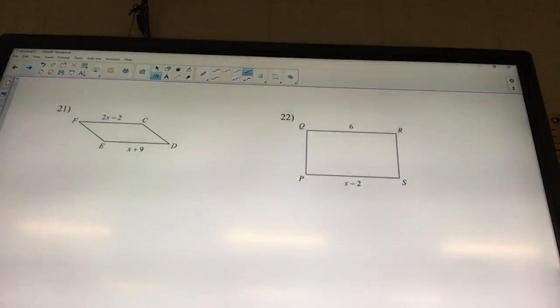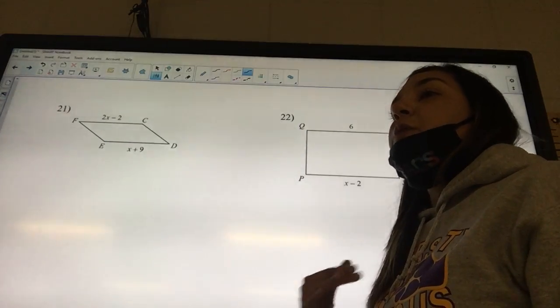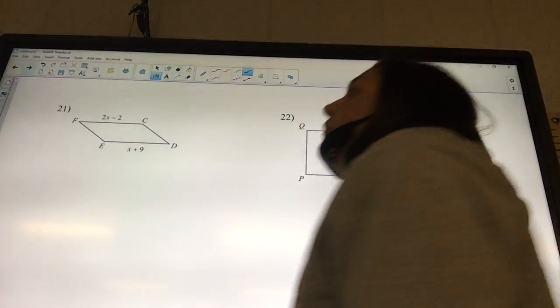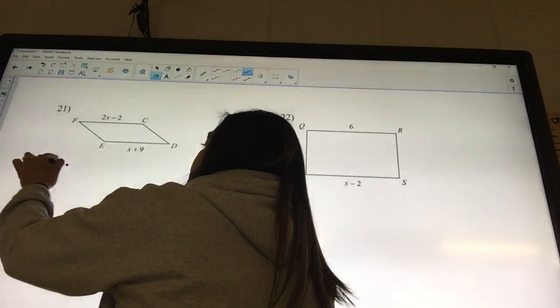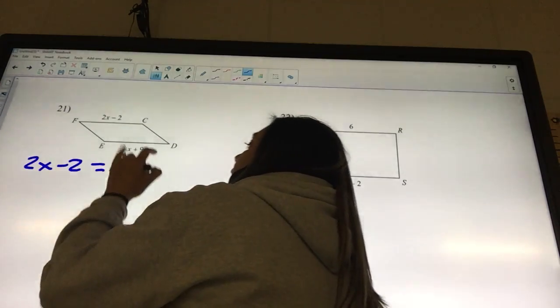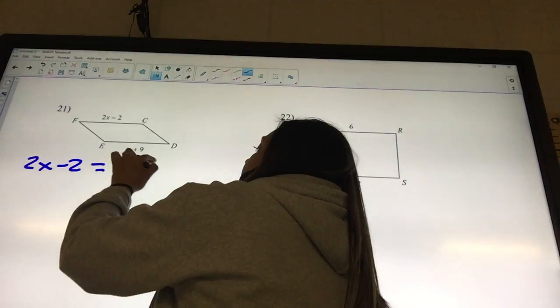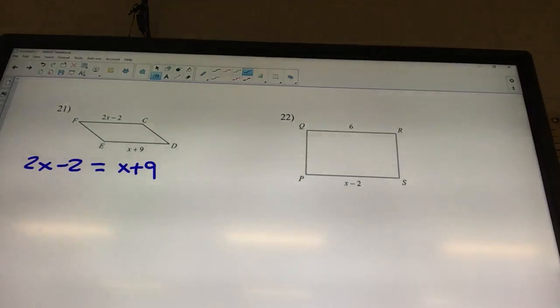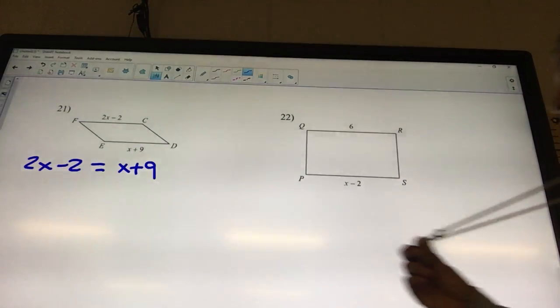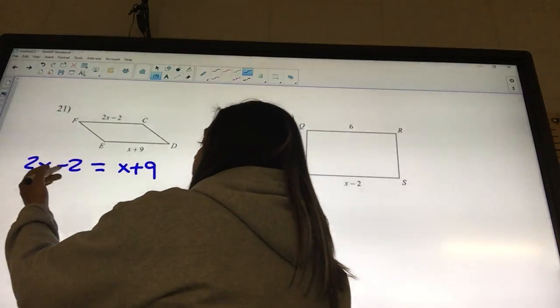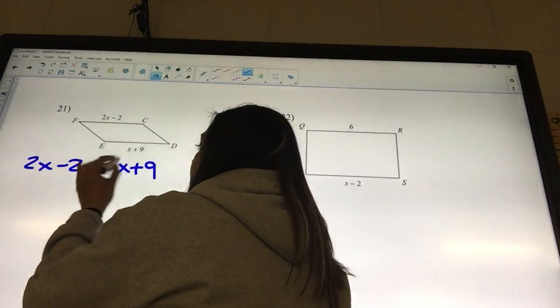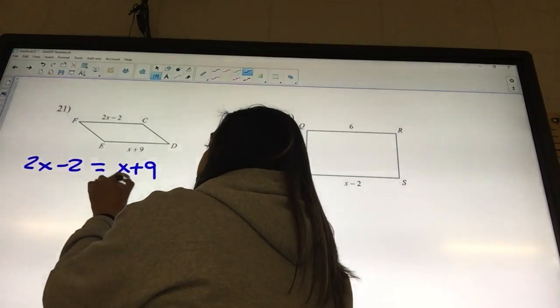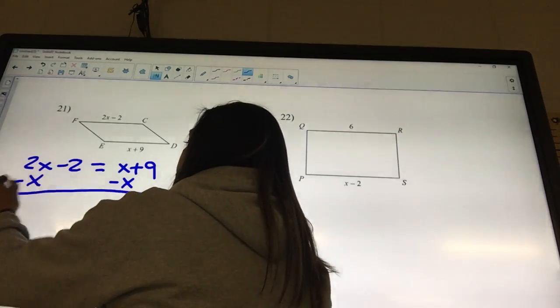Okay, so here is one where there's variables on both sides. One of our sides is 2x minus 2. The other side is x plus 9. How do we set this up? 2x minus 2 equals the other side, x plus 9. So what do we move? We got to move the variable. Which one, the 2x on the left or the x on the right? The x on the right. So we're going to say minus x, minus x.